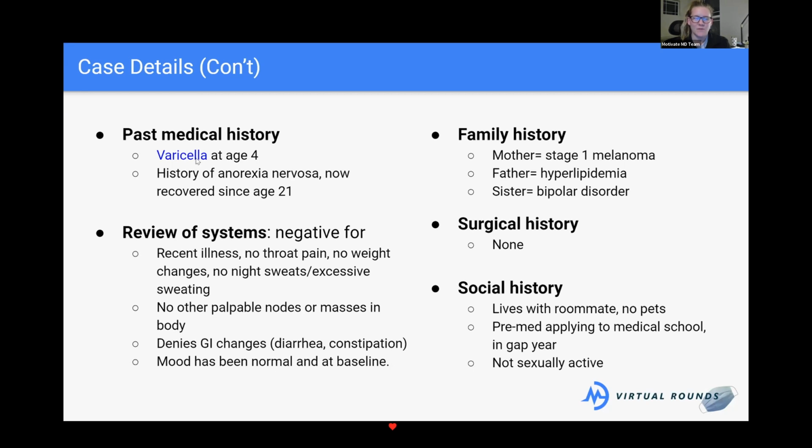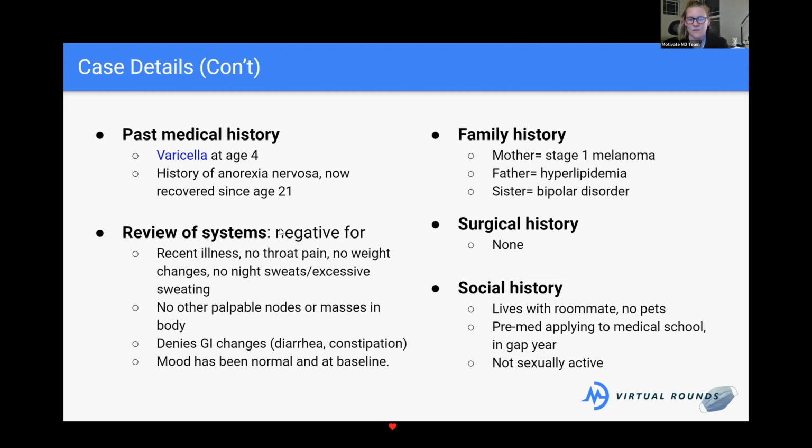So other things that you guys had wanted to ask about, like sleep quality, smoking history, things like that, I didn't include explicitly on this slide, but for purposes of the case, they're not relevant, or they're not contributory, I should say. Those things are relevant for general health things, but not contributory to this case.